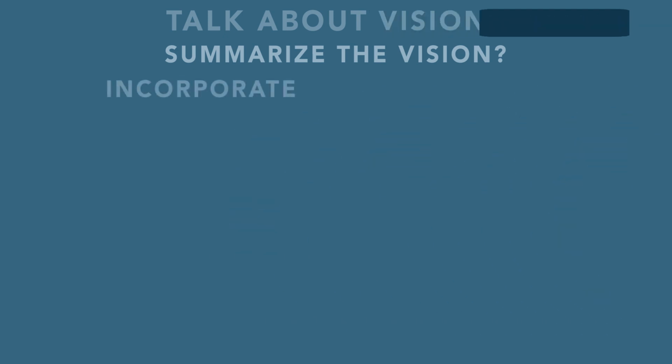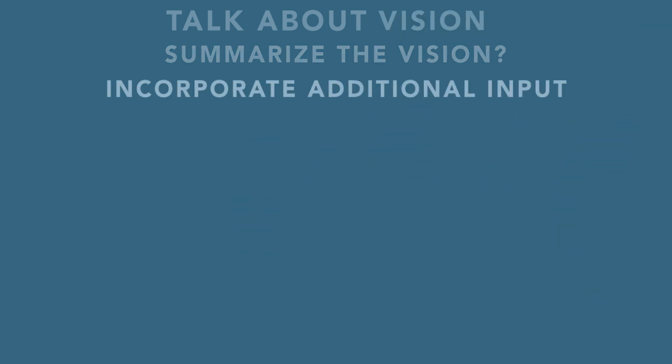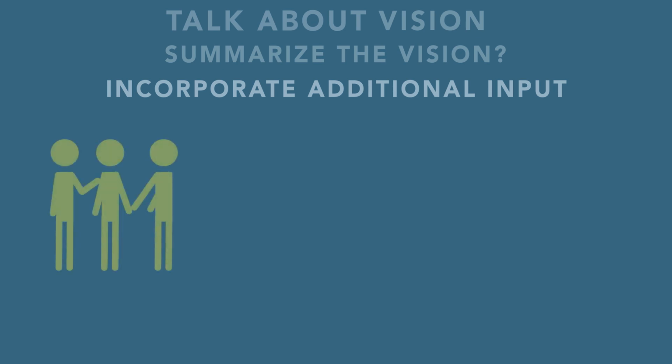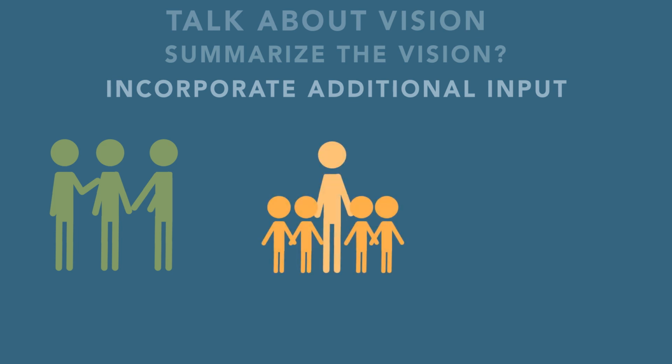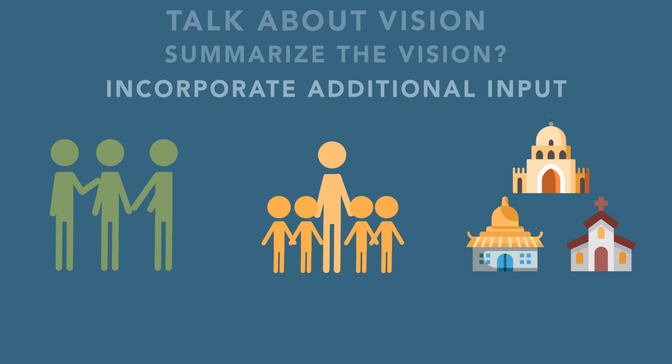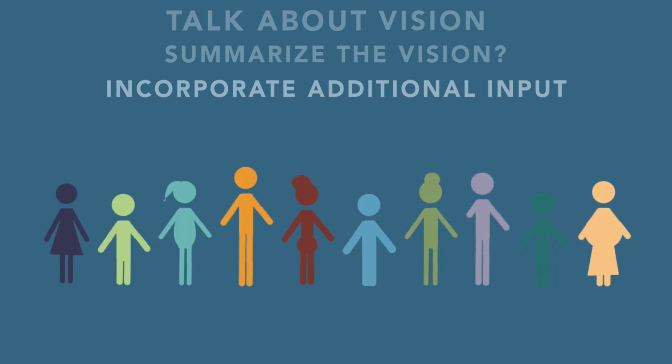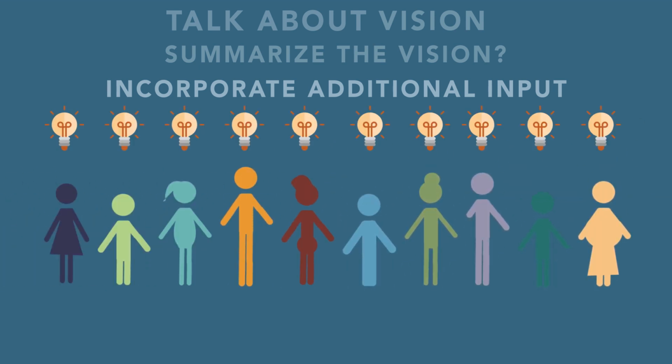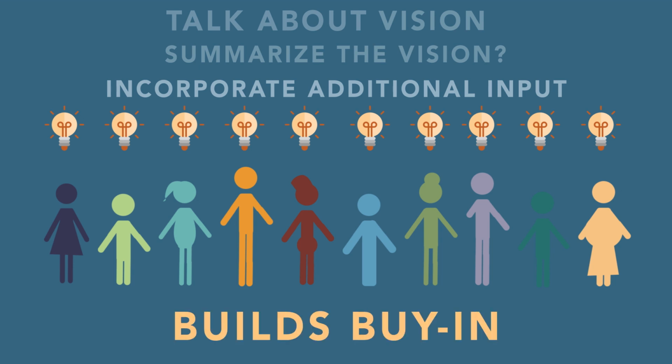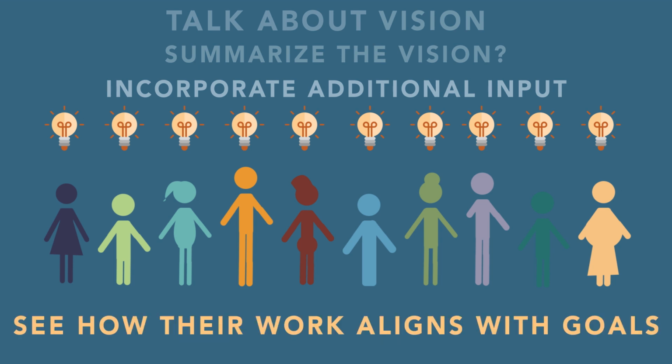Second, gather and incorporate additional people's input into the vision. Consider gathering this input at existing gatherings like local collaborative meetings, staff meetings, annual kindergarten roundups, or after a religious service. This is helpful for two reasons. One, it expands who is engaged in the visioning process because you can incorporate people's input who weren't able to attend the visioning session. Second, these conversations build people's buy-in around the vision, especially if they see how their current work aligns with the shared vision goals.